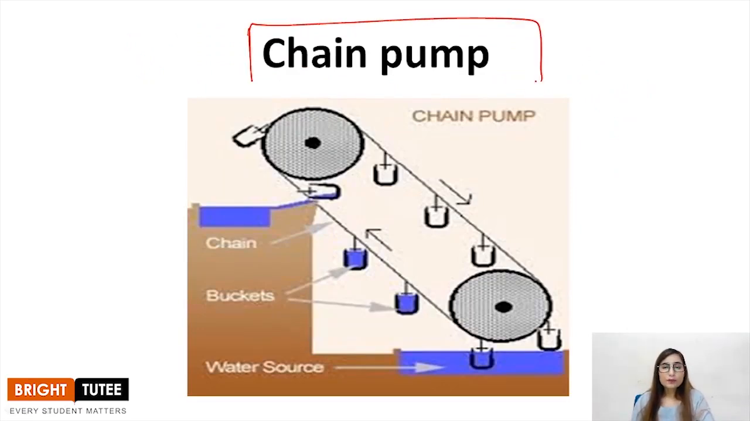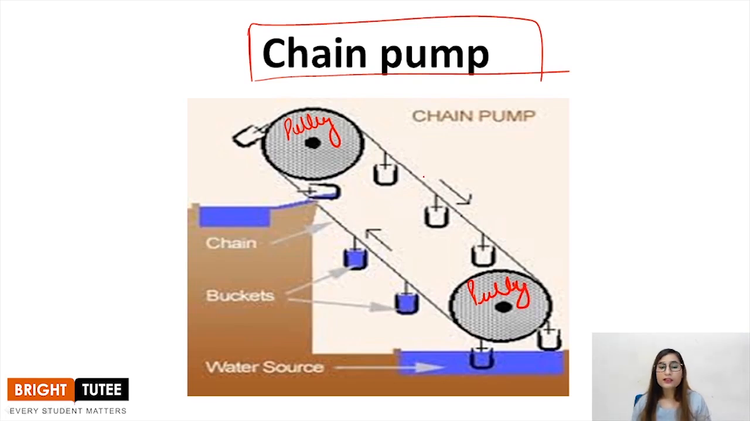Second is the chain pump. What is a chain pump? First of all, look at the picture. There are two pulleys, right? This is a pulley and this is a pulley. This line that you can see, which is around the pulleys, is a chain, right? Now with the chain, you have attached buckets. As you can see, this is the chain, these are the buckets, and this is the water source, right? Basically the water source is here and you have to bring the water to the surface.